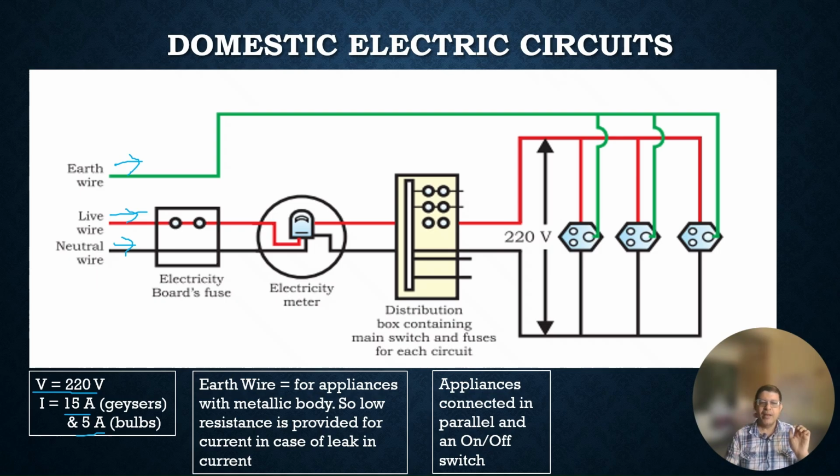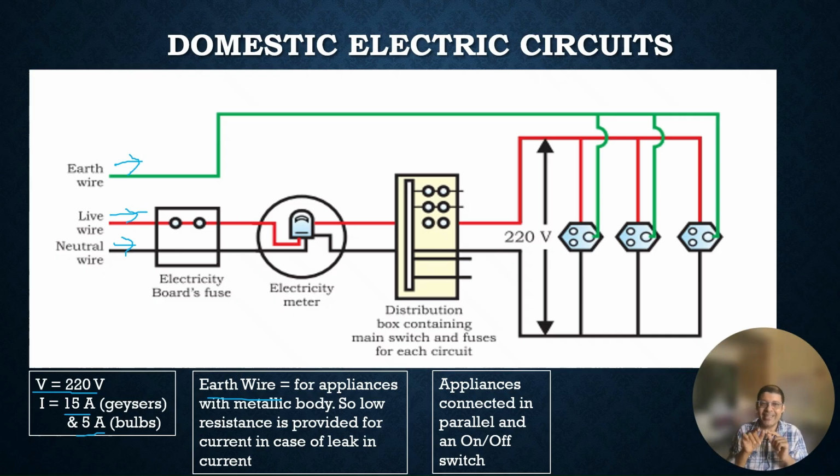Earth wire, as I explained, will connect the metallic body. If you have a fridge, the outside of the body of the fridge may be metallic. That means the fridge will have to support one pin, that is the middle pin, which will have to support the earthing wire. That means it has to connect to the earthing wire. And that pin is indirectly connected to the metallic body of the fridge.